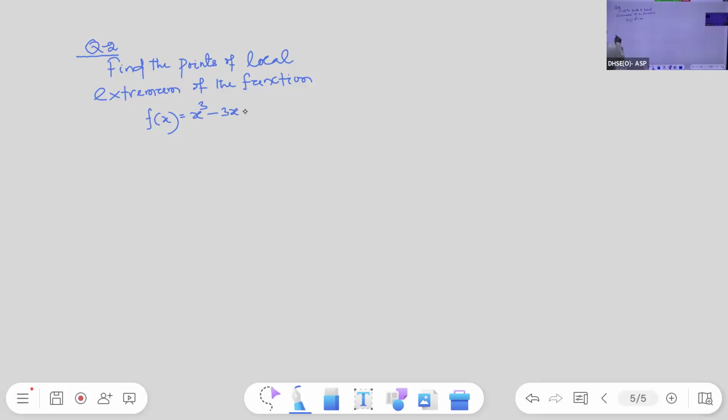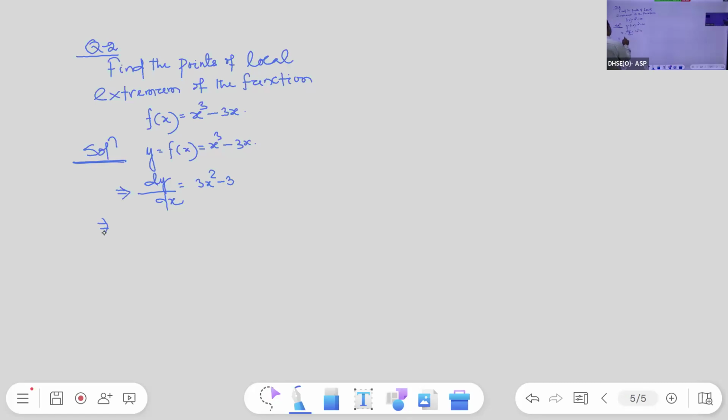Okay. What is your first step? The first step is to differentiate the function with respect to x. Y is equal to f of x equals x cube minus 3x. This implies dy upon dx equals 3x square minus 3.